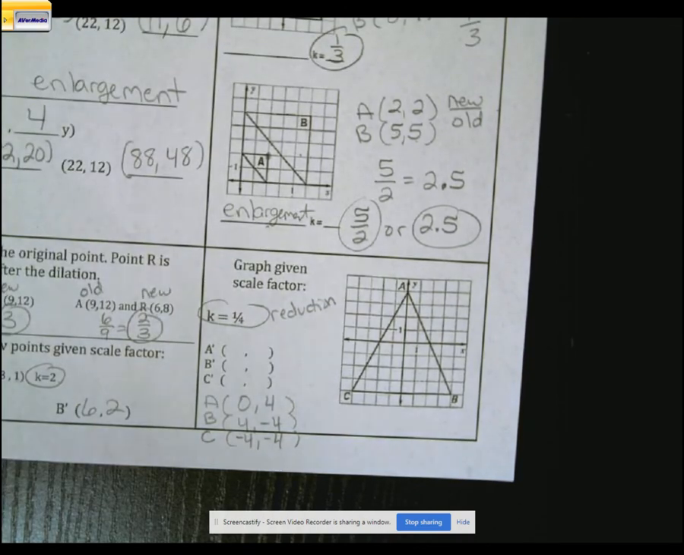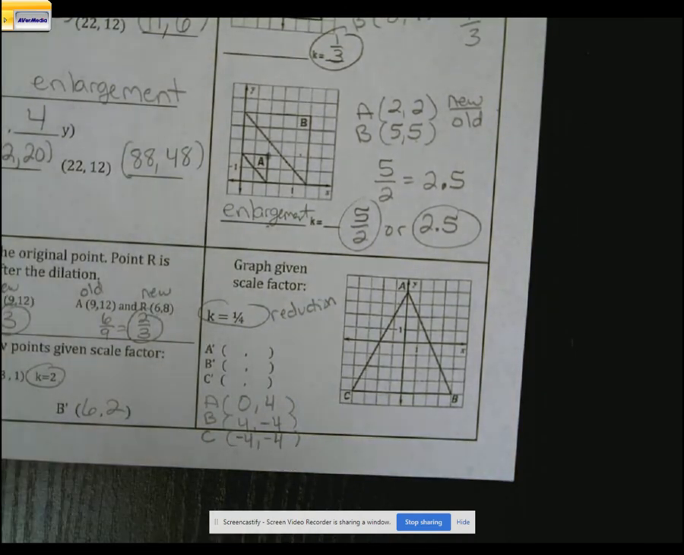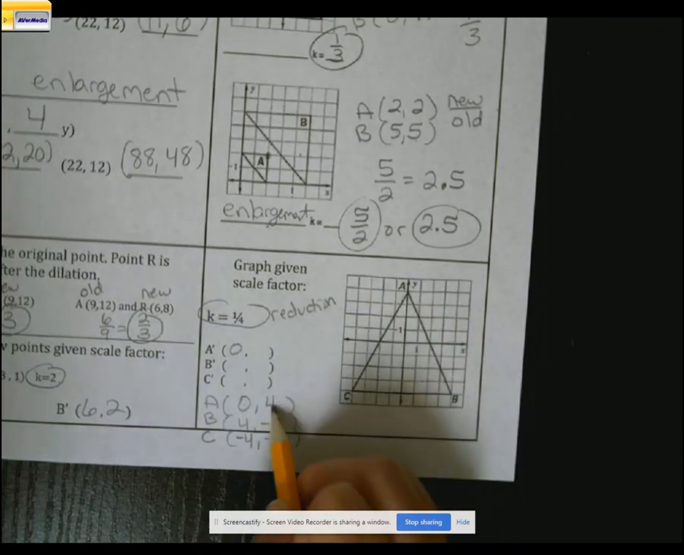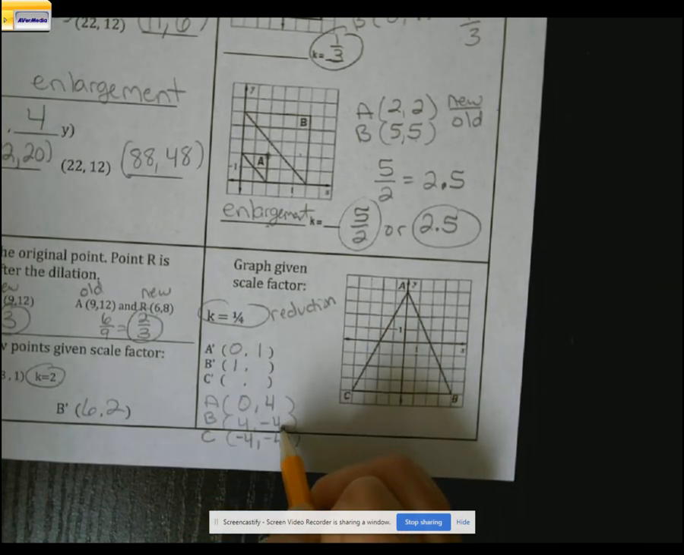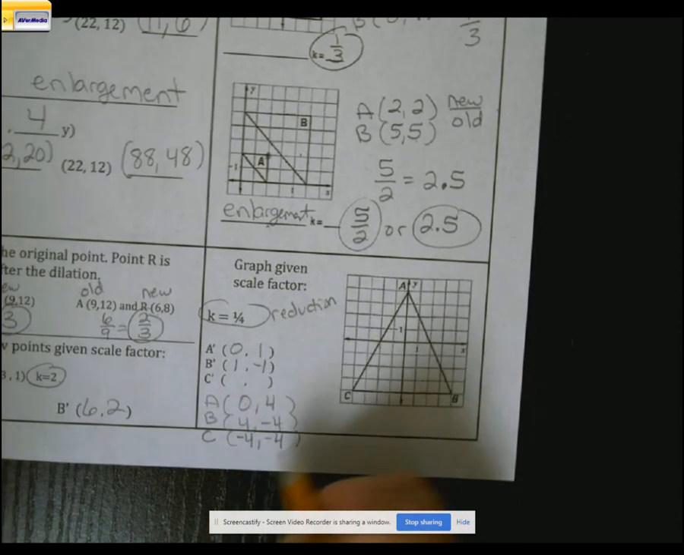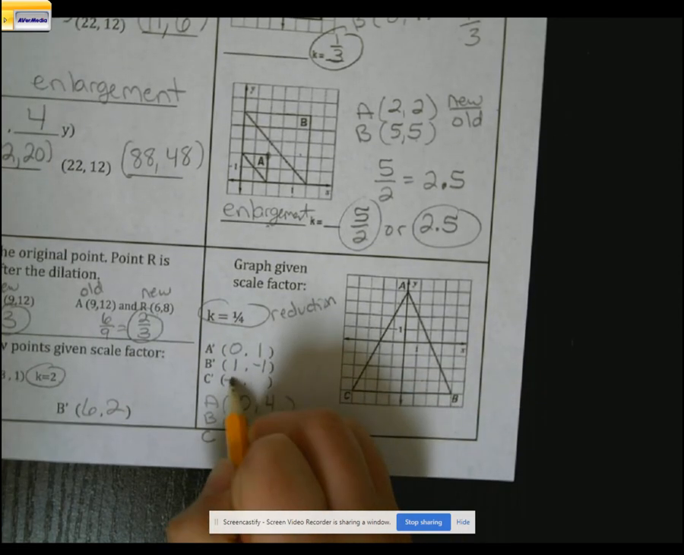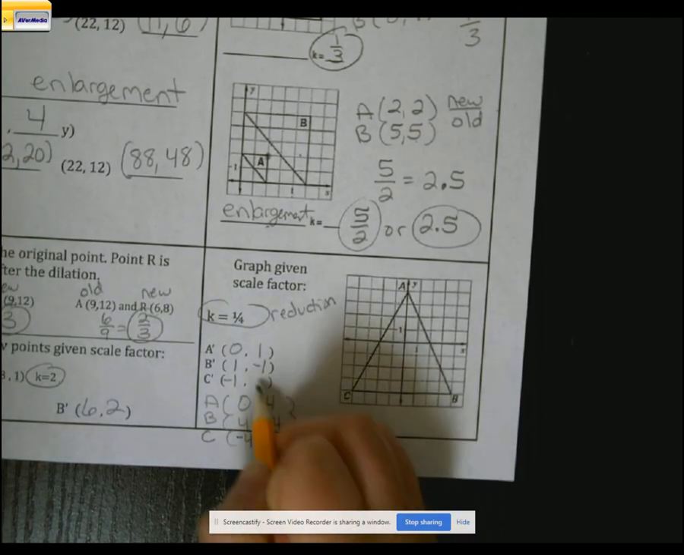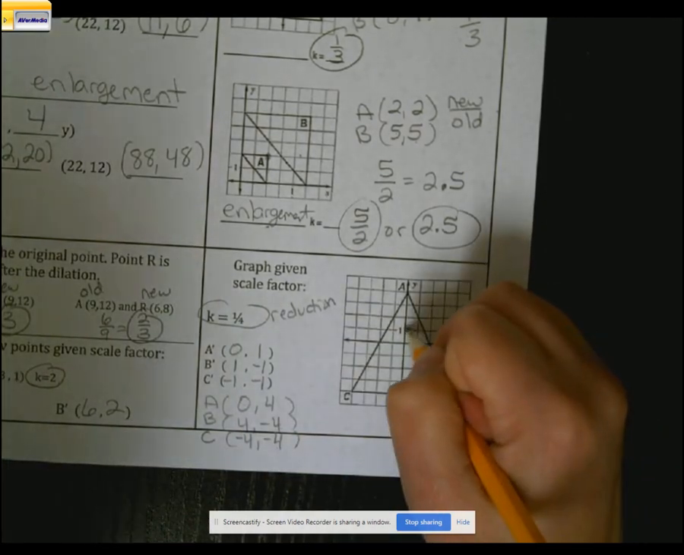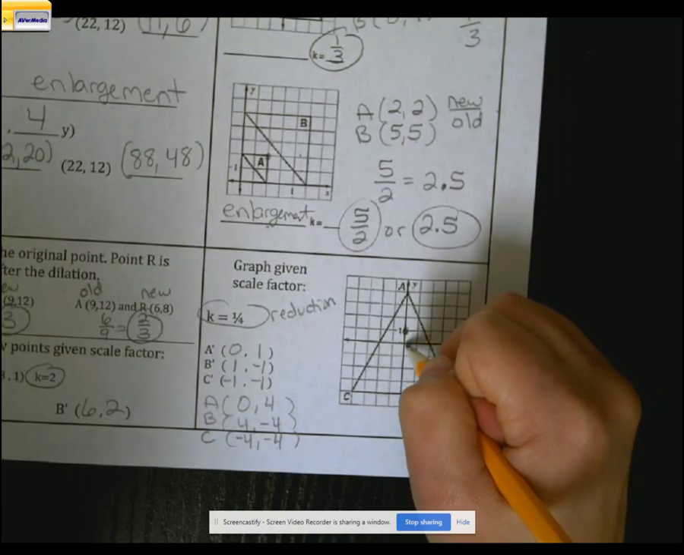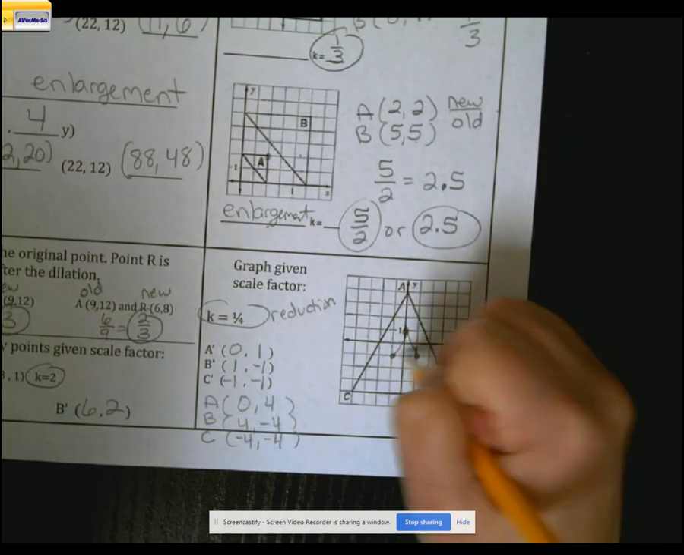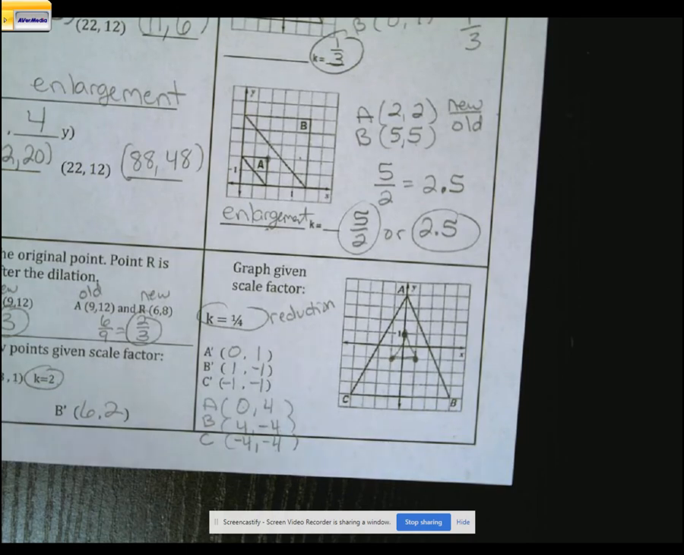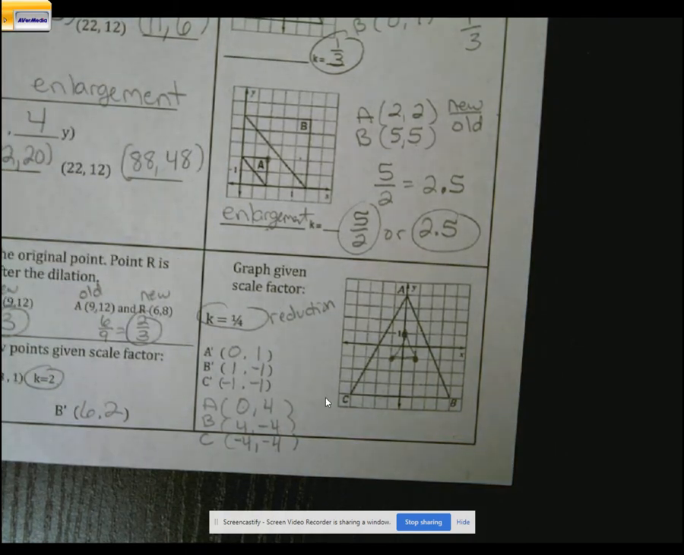Now I'm going to take 1/4 of each one of these. To find 1/4 of something, I'm just going to divide it by 4. So 0 divided by 4 is still 0. 4 divided by 4 is 1. 4 divided by 4 is 1. Negative 4 divided by 4 is negative 1, and again negative 1 each time. Now I can plot those points. So here's my new A, my new B, my new C, and I can see that, yes, it is in fact a reduction. So that was notes on dilations.